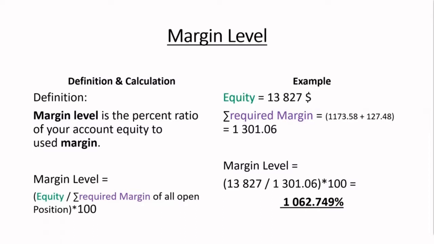So as a result of this account status, our margin level is 1,062.75%. So you still have the possibility to open further trades. Once your margin level drops below 100%, you will get a notification and your account is in a risky environment.